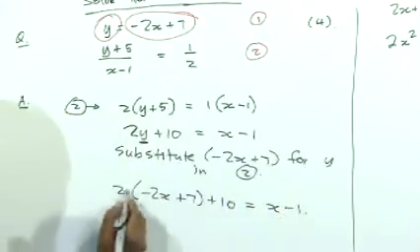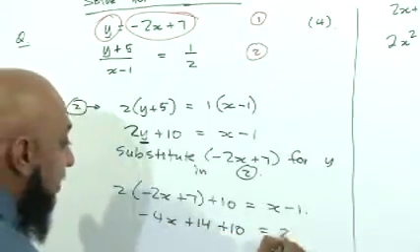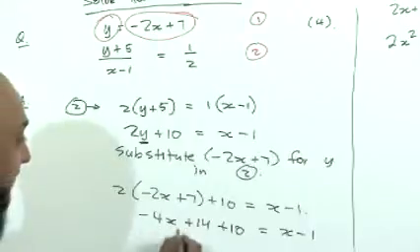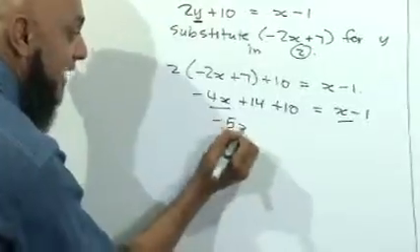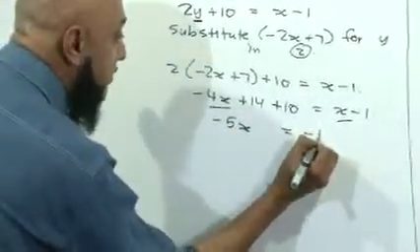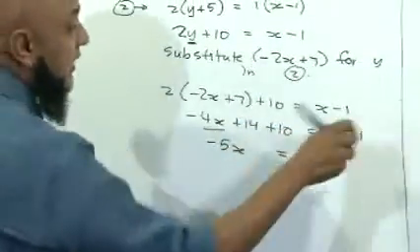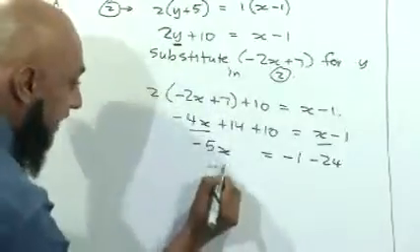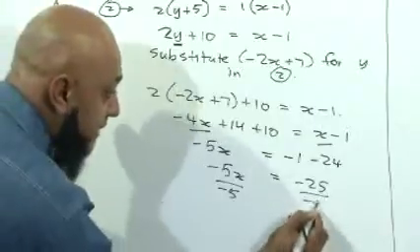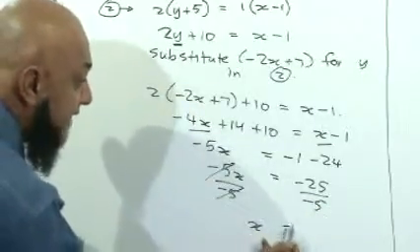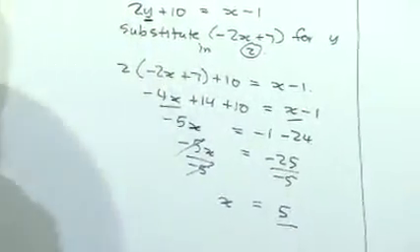And now we're going to be solving for x. So 2 times minus 2x is minus 4x, plus 14, plus 10, is equal to x minus 1. Minus 4x minus x, I'm bringing this x to the other side: minus 5x is equal to minus 1. What do we have here? 14 plus 10 is 24. Plus 24 will go on the other side as minus 24. So negative 5x is equal to negative 25. Divide by minus 5. Negative and negative will cancel out. X is equal to, negative divided by negative is a positive, 25 over 5 is 5. There we go. X is equal to 5.